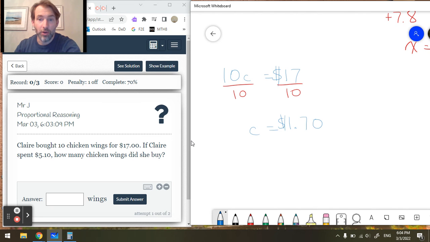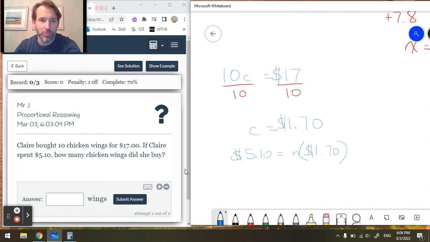Right? So now I figure out how many times $1.70 goes into $5.10. Okay, and I'll find that it's 3. Okay, so I put now here $5.10 equals the number she bought multiplied by the price of them.